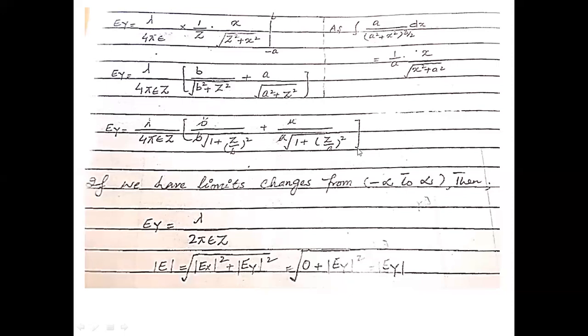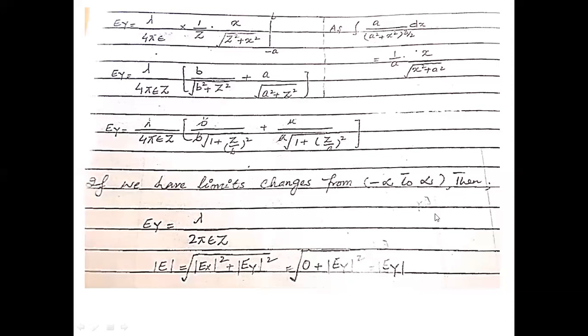Again taking a as common. When a square is taken outside the square root, we will be left with a only. Similarly over here, a will be cancelled out with this a, so we will be left with 1 plus z by a whole square.